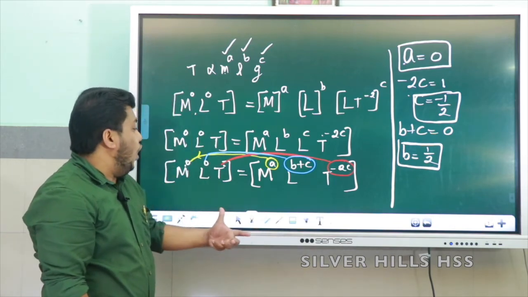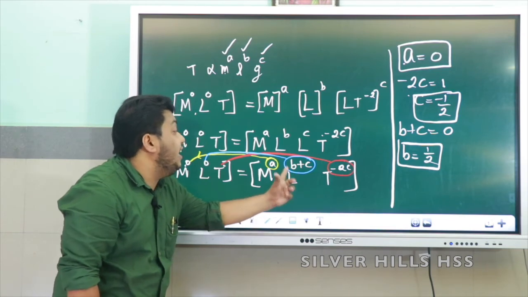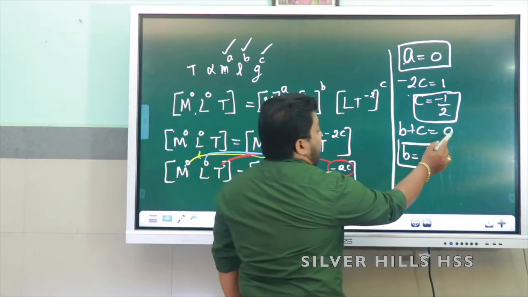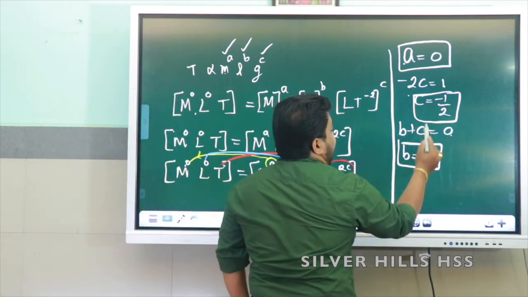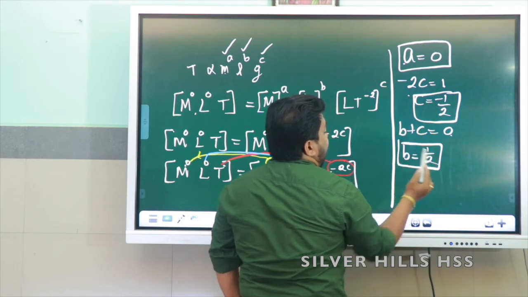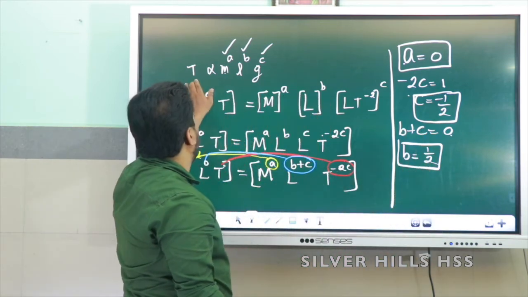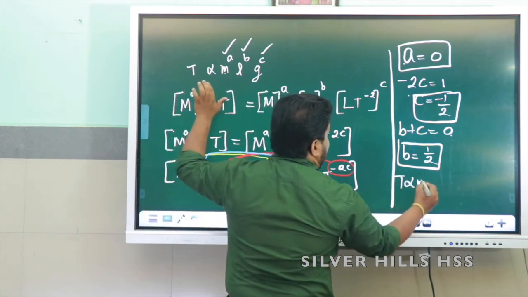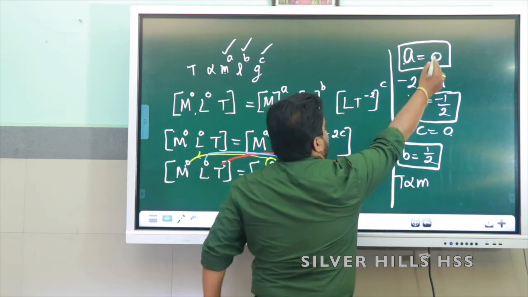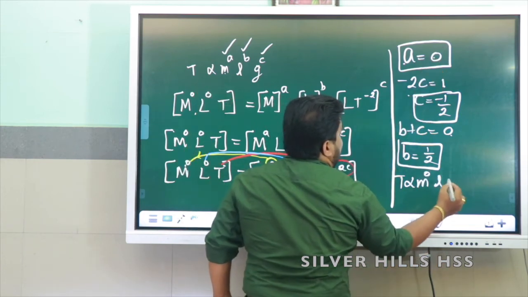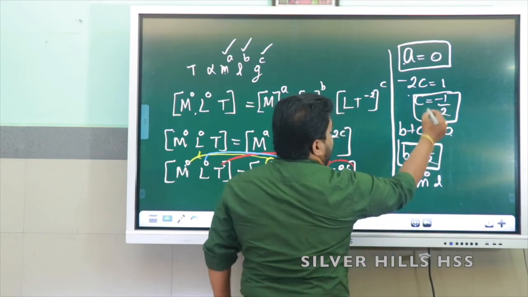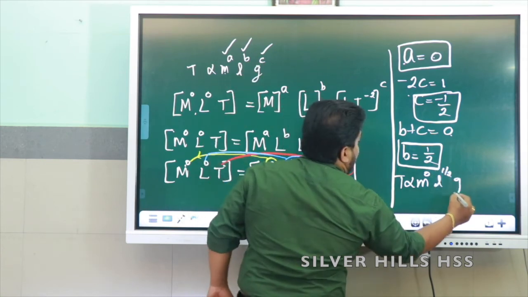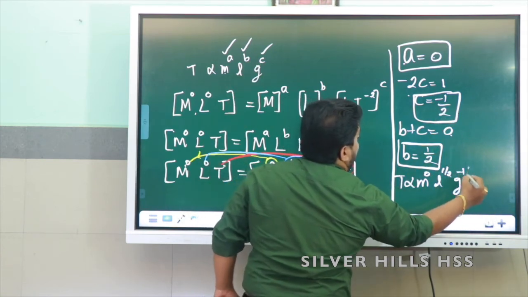Okay. Then on the right side, the power of L is b plus c. On the left, that is 0. So b plus c is equal to 0. But the value of c is minus 1 by 2, so b should be plus 1 by 2. Now I can put these quantities here. T is proportional to M raised to a, where a is 0, L raised to b, where b is 1 by 2, and g raised to c, where c is minus 1 by 2.